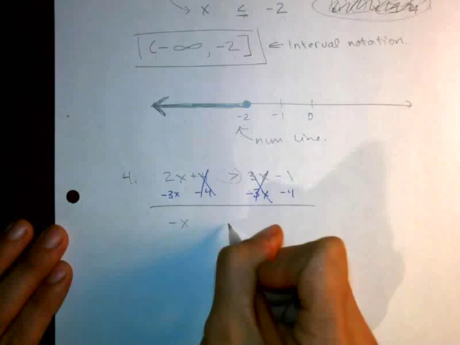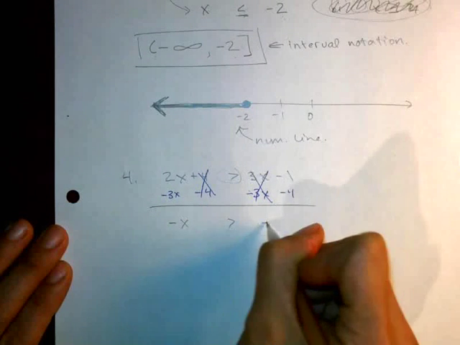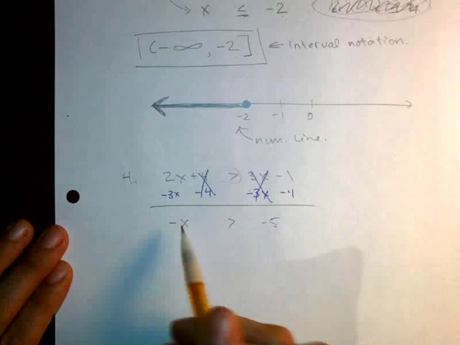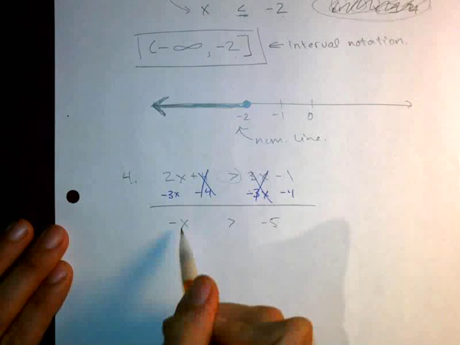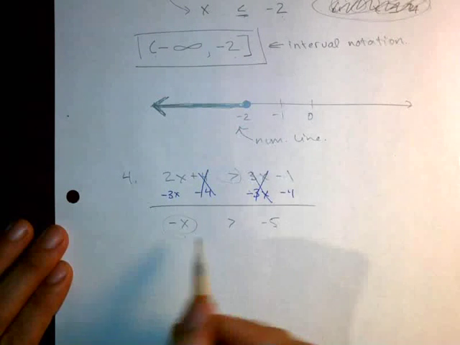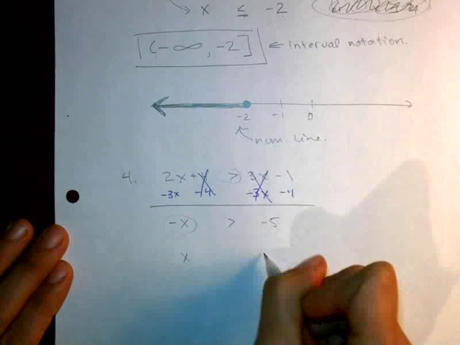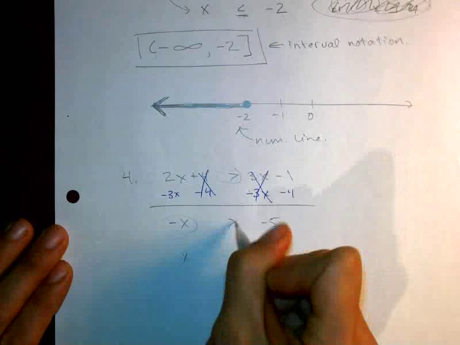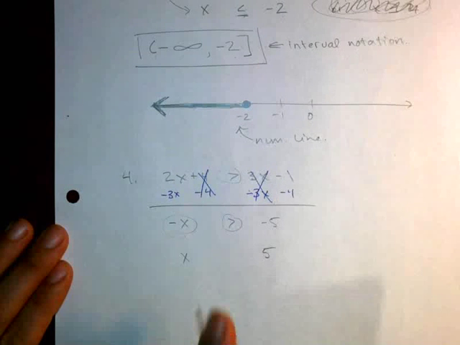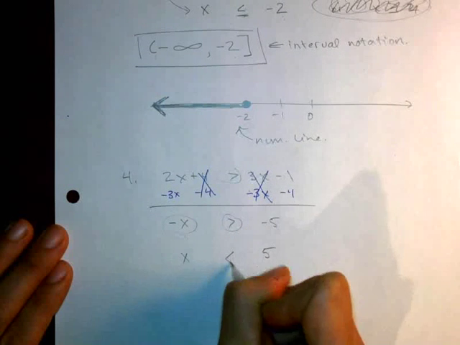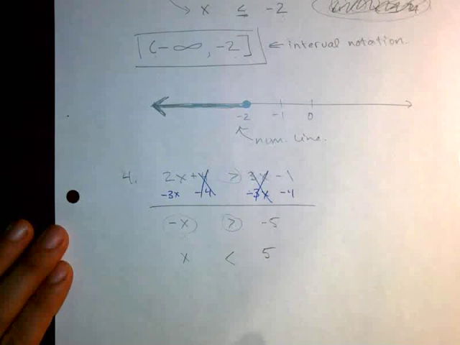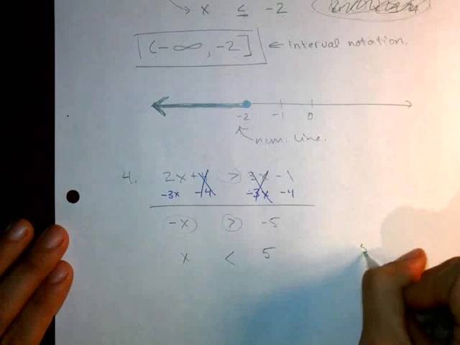And we end up with 2x minus 3x, that's negative x, is greater than negative 5. And now if we want to get this to be a positive x, we're going to make the negative of both of them. So if we wanted this to become x and a positive 5, that's when we have to flip the sign of the inequality. So instead of the greater than sign, this becomes a less than sign. So x is less than 5 is the answer to this question.